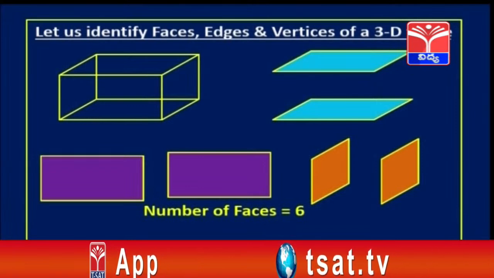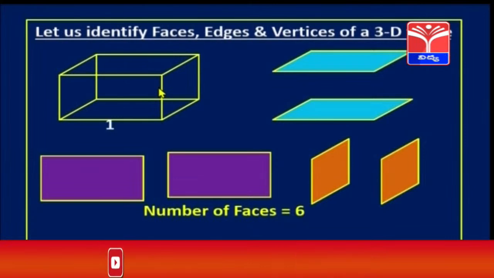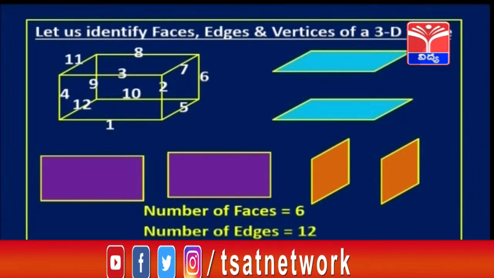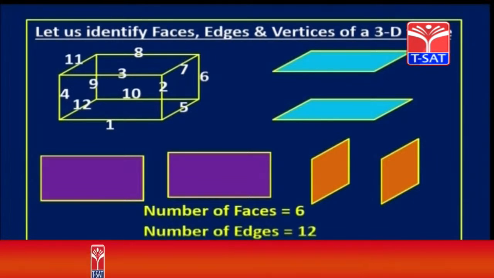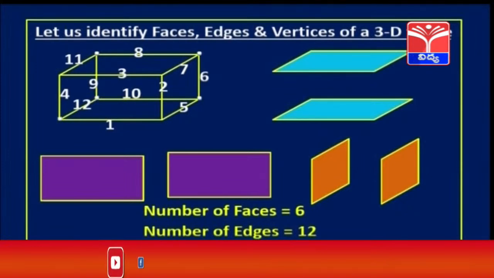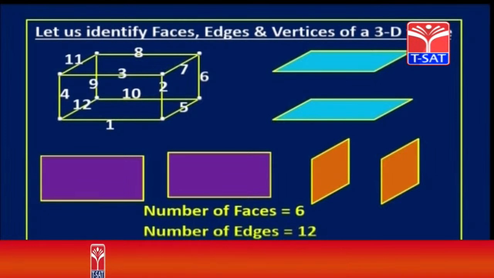And if you count the number of edges, children, if you count the number of these line segments, you will get 12. Okay, 3, 4, 5, 6, 7 and so on. If you count, you will get 12, children. So number of edges equal to 12. And where are these edges meeting, children? Yes, at points or vertices. So how many vertices are there for this cuboid, children? We will have total 8 vertices. So number of vertices equal to 8, children. So for a cuboid, number of faces equal to 6, number of edges equal to 12, number of vertices equal to 8.